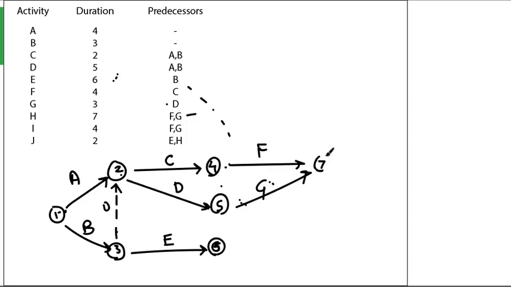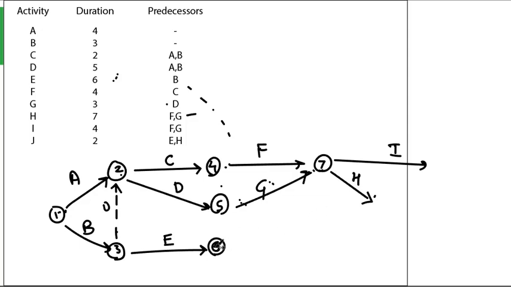So here I have the 7th node. Okay, and H, I, J, there are 3 more ones. So H is coming from F and G. I is also coming from F and G, and J is coming from E and H.